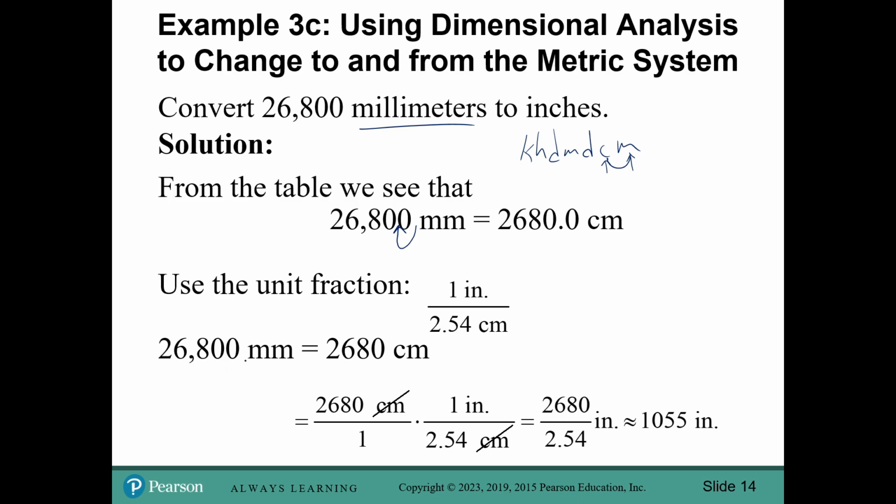So I start with the 2,680 centimeters that I just converted to, and I multiply this by our unit fraction: 1 inch is the same thing as 2.54 centimeters, but I put the centimeters on the bottom so that the centimeters cancel out and leave me with inches on top, which is what I want. Then I wind up with 2,680 divided by 2.54, which is approximately 1,055 inches. Nothing to it, right? Nothing to it.